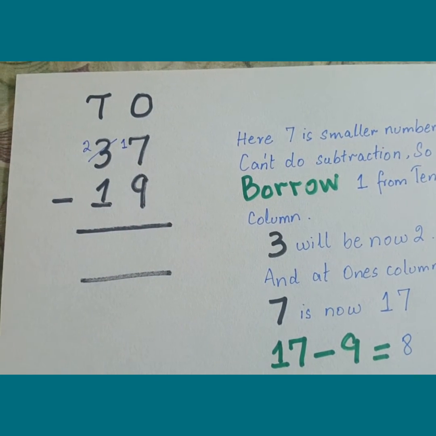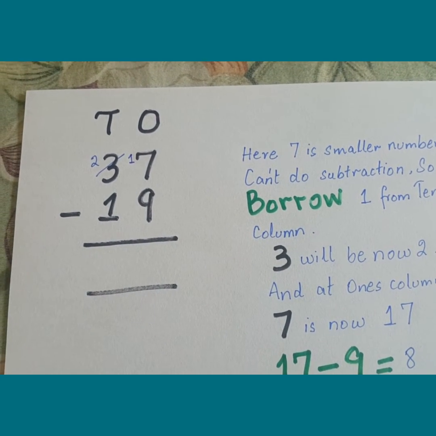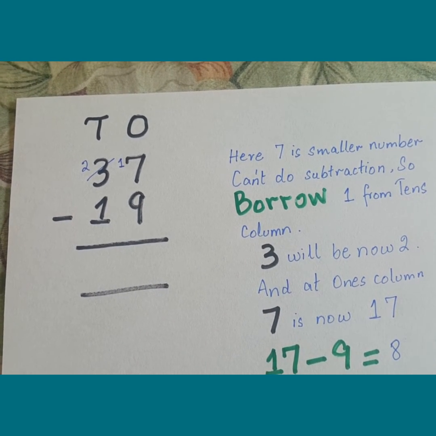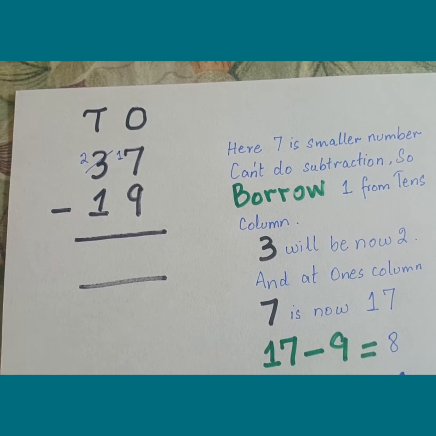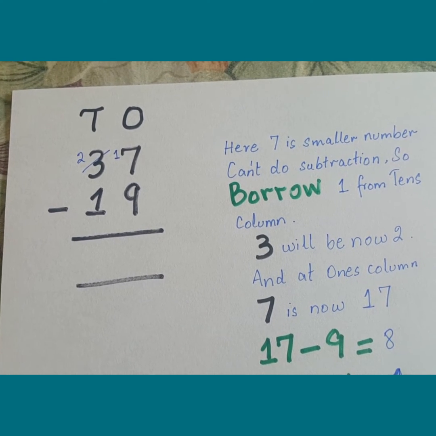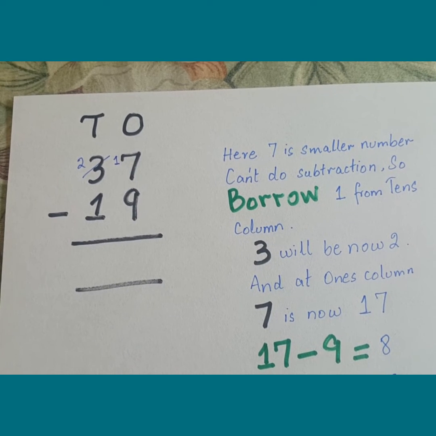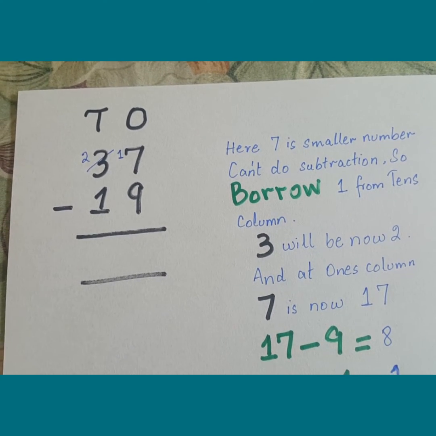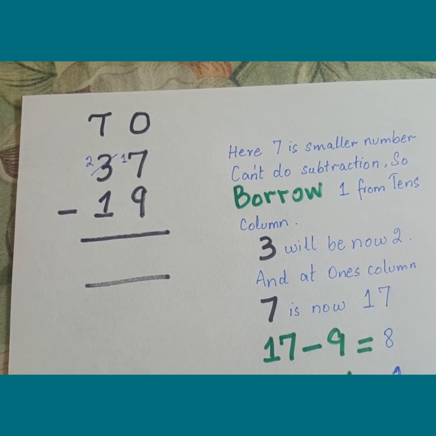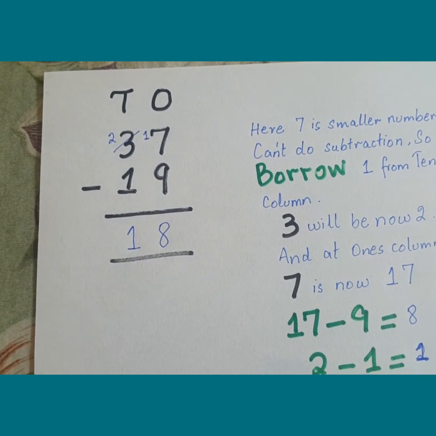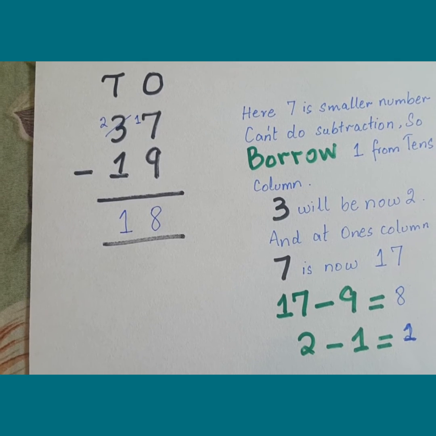When we borrow 1 from the tens column, in the tens column 3 will become 2 and in the ones column 7 will now become 17. Now we can subtract 9 from 17. We take them out. We get 8 and 2 minus 1 is 1. 37 minus 19 is 18 in this way.